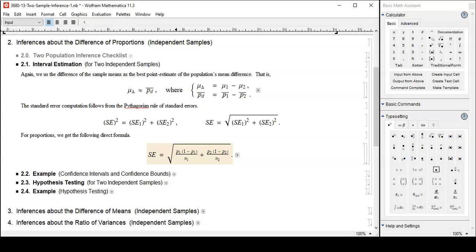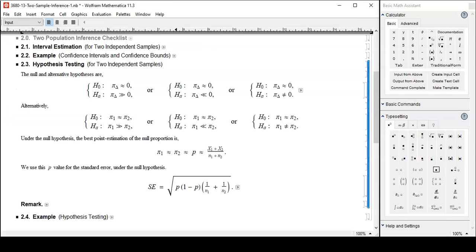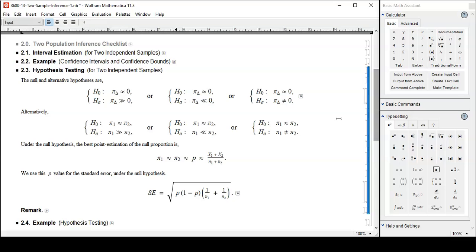Now let's do hypothesis testing, and this time we're going to end up with a little bit different SE formula. That can cause a bit of confusion, but here it is anyway. Okay, let's begin. Here's a basic structure of hypothesis testing. One way to do that is to do it like this.